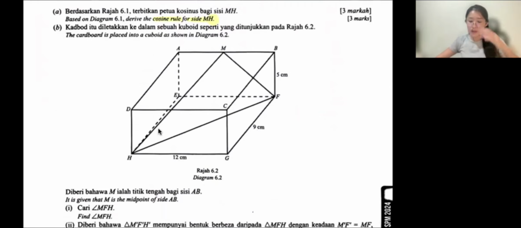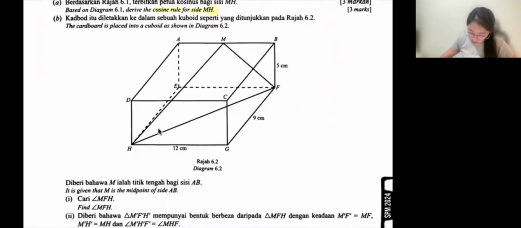The cardboard is placed into a cuboid as shown in diagram 6.2. Find MFH. MFH is this angle here. By the way, they say M is the midpoint of side AB. So AM and MB are the same length, which means this is 6, this is 6.